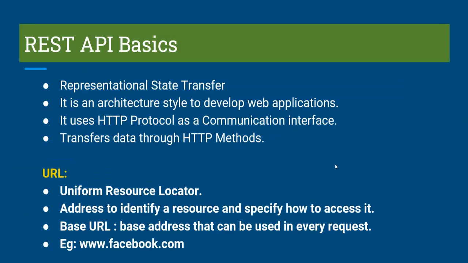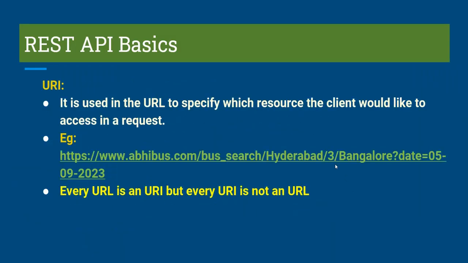Let me maximize this here. So then the next one is URI. URL means uniform resource locator. URI means uniform resource identifier. Okay, so URI is included in the URL, and it is used to specify which resource the client would like to access in the request.